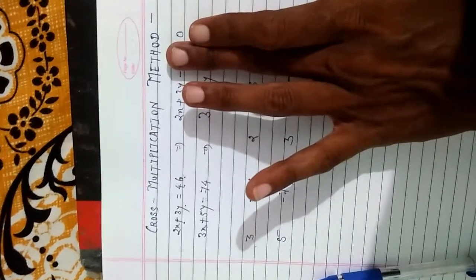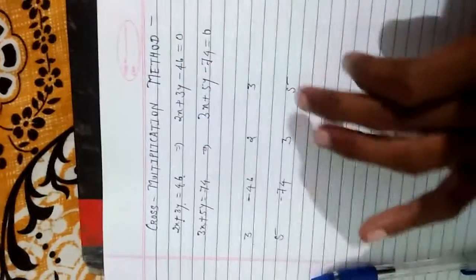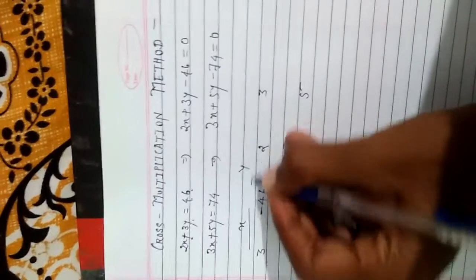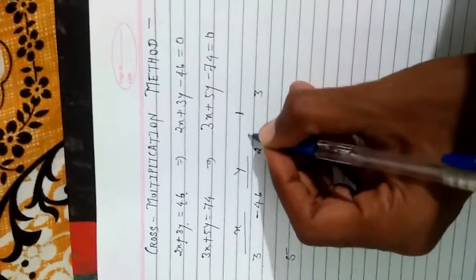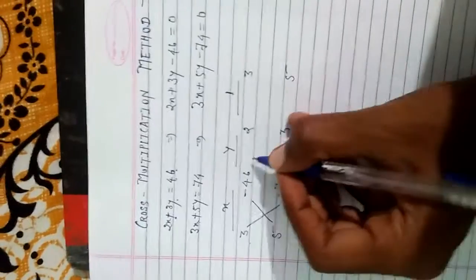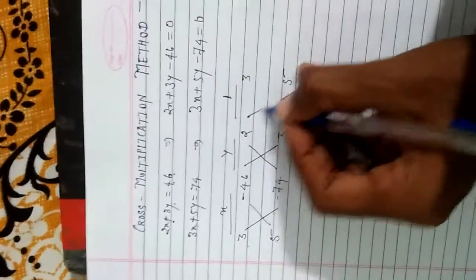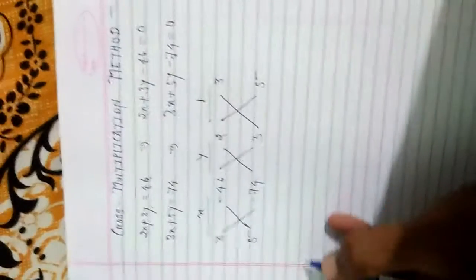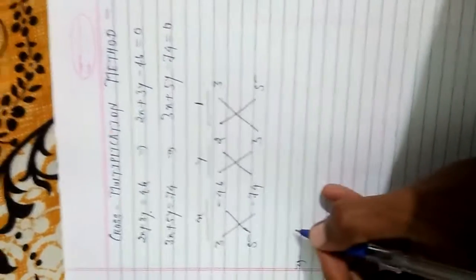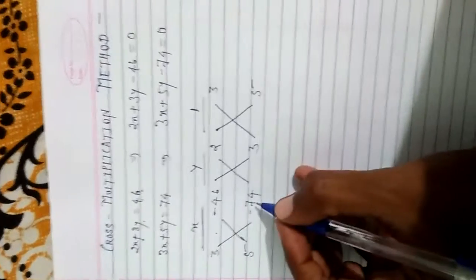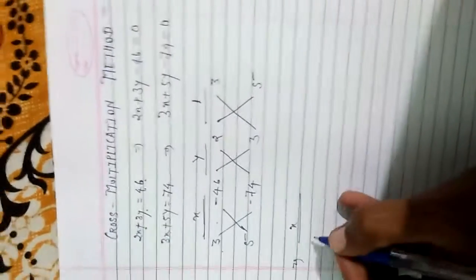Then we are going to hide this term. What is left? 3 and 5. Then you write x, y, and 1, and just multiply by crossing. Like this way. So what we will get, x, this is a division sign. So 3 into minus 74.